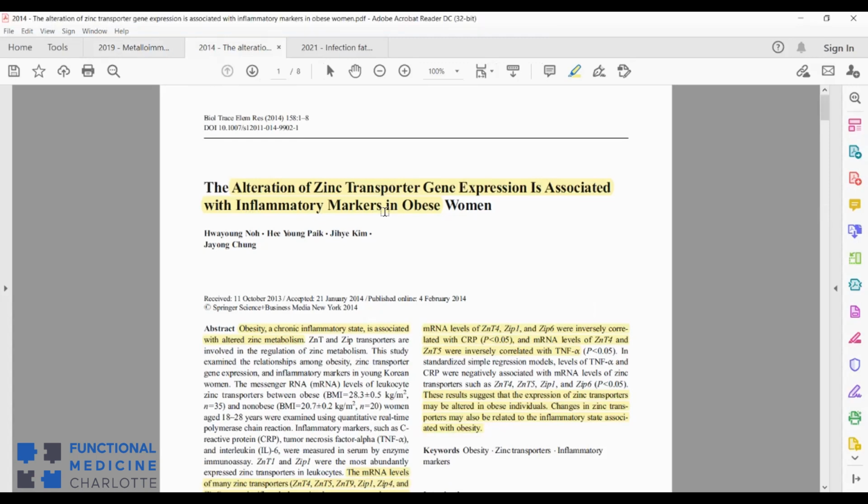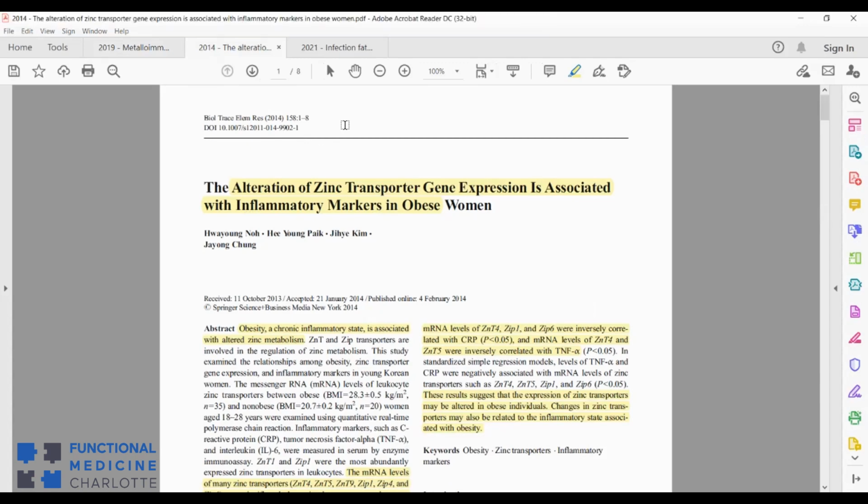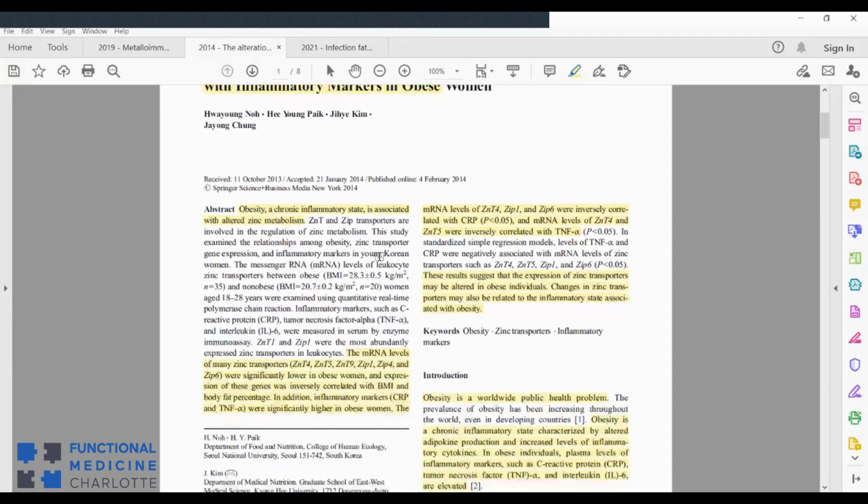So this study is from 2014, and it's titled "The Alteration of Zinc Transporter Gene Expression is Associated with Inflammatory Markers in Obese Women." That's a mouthful, but basically we have genes that code for zinc transporter production, and zinc transporters take zinc into and out of cells, depending on which ones are working. And the study is looking at how inflammation in obese women impacts zinc transporter gene function. Let's just dive in. Let's read through it a little bit.